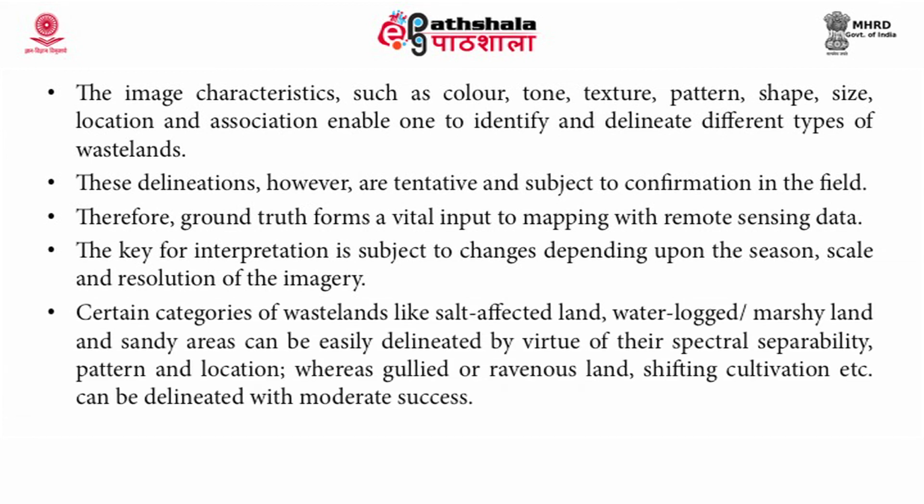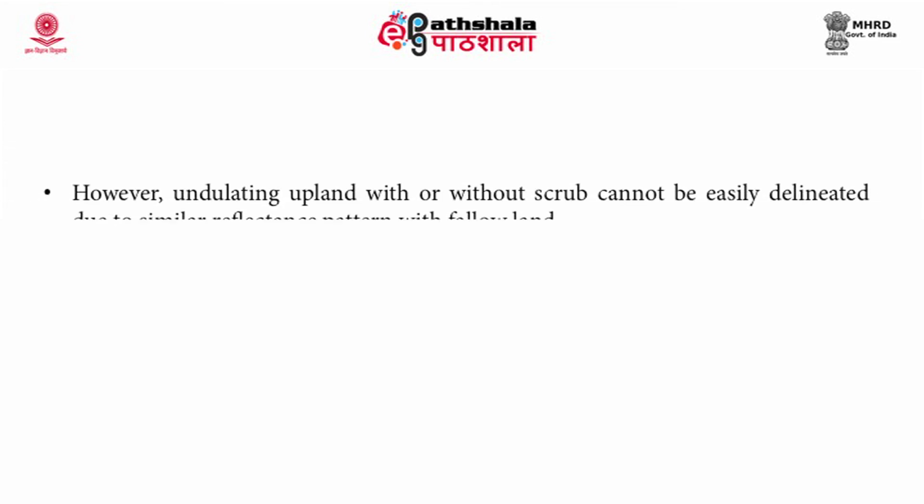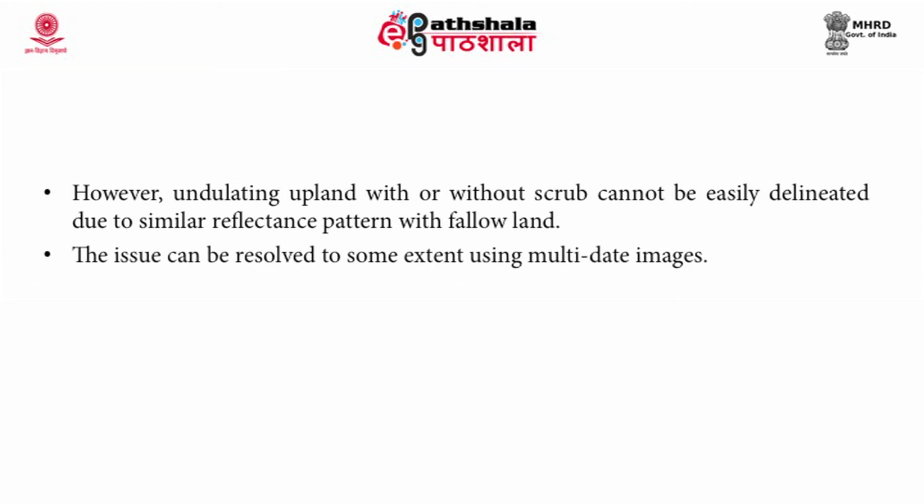Certain categories of wasteland like salt affected land, waterlogged or marshy land and sandy areas can be easily delineated by virtue of their spectral separability, pattern and location, whereas gullied or ravinous land, shifting cultivation etc. can be delineated with moderate success. However, undulating upland with or without scrub cannot be easily delineated due to similar reflectance pattern with fallow land. The issue can however be resolved to some extent using multi-date images.